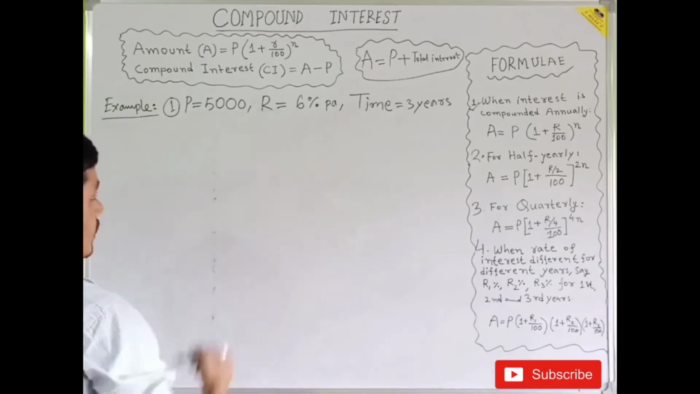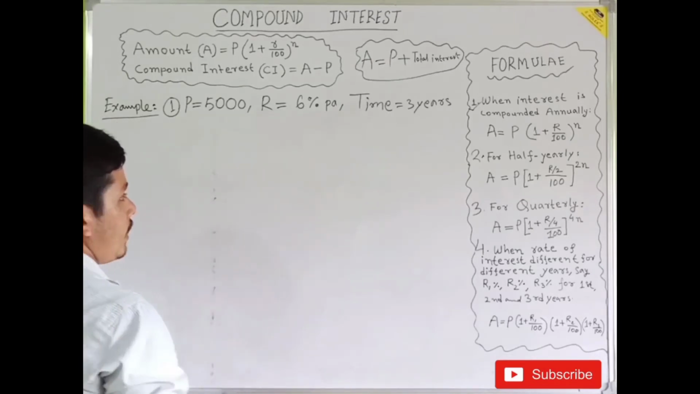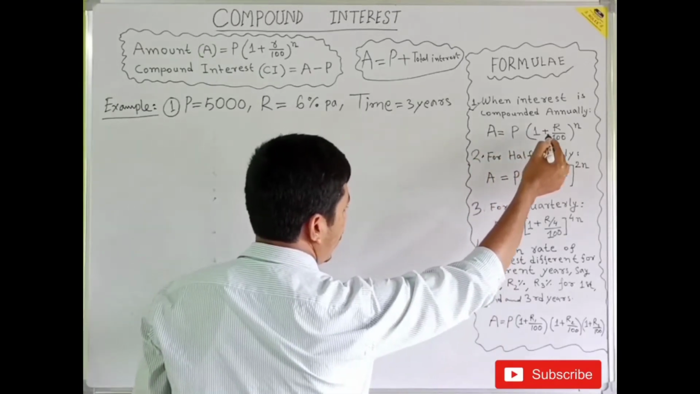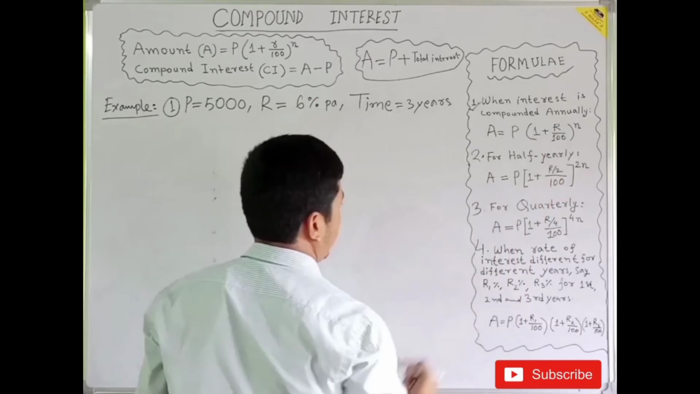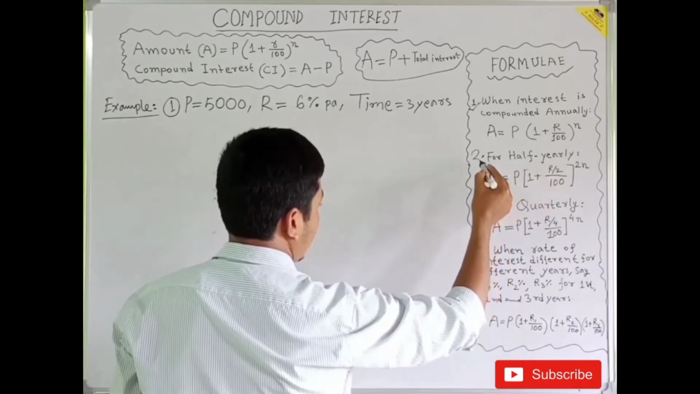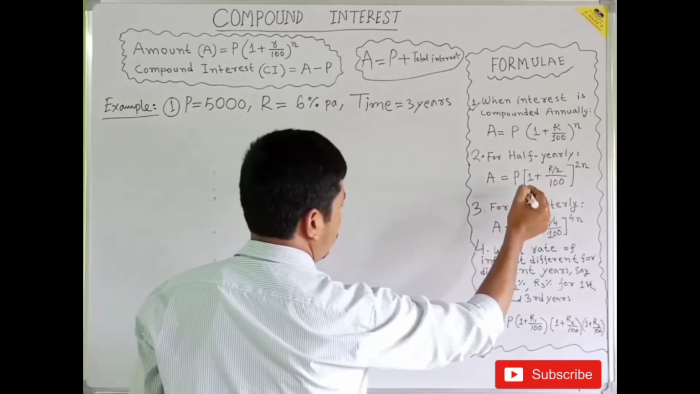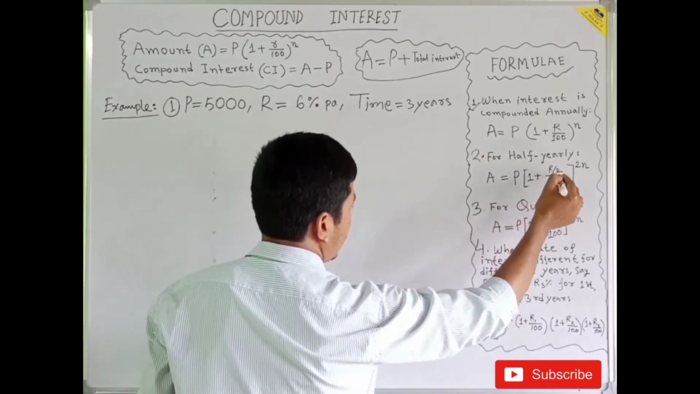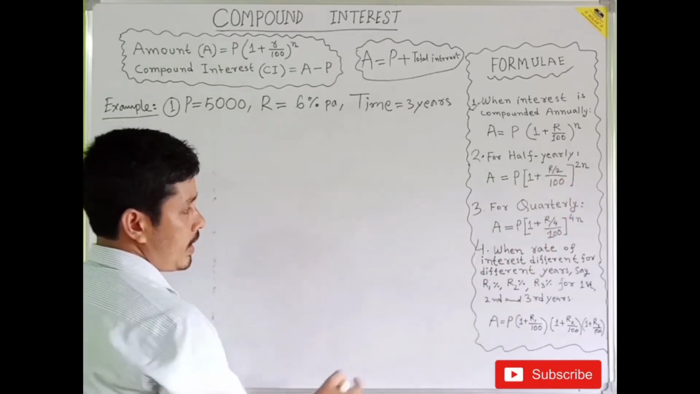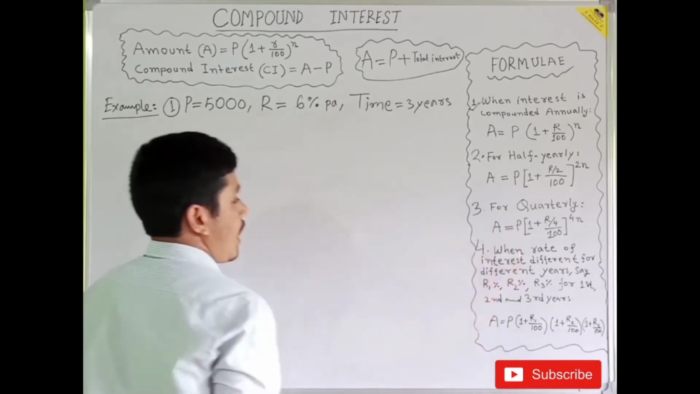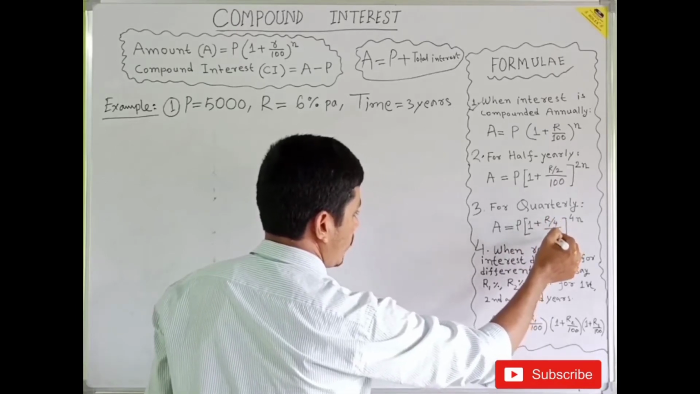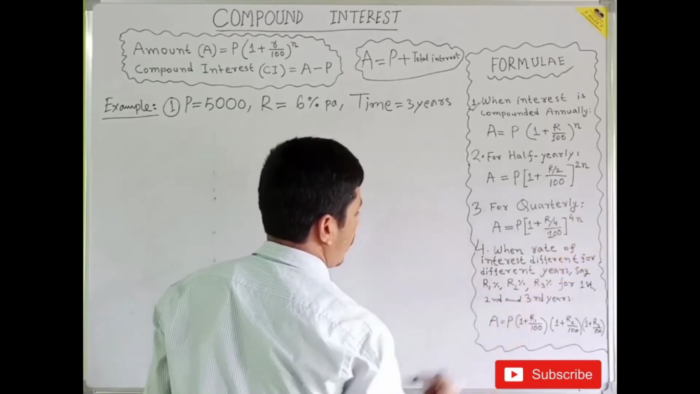For calculation of compound interest annually, we need the first formula: A is equal to P into 1 plus R by 100, to the power N. For half yearly, we need to follow the second formula: A is equal to P into 1 plus R by 2 by 100, to the power 2N. For quarterly, we apply the third formula: A is equal to P into 1 plus R by 4 by 100, to the power 4N.